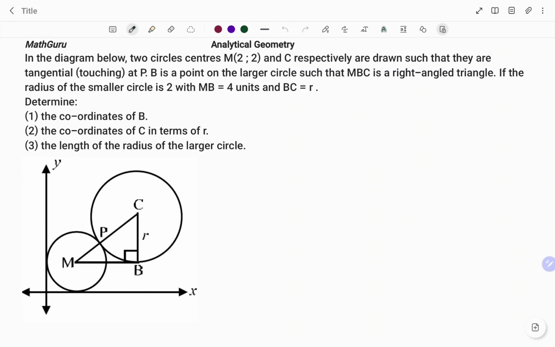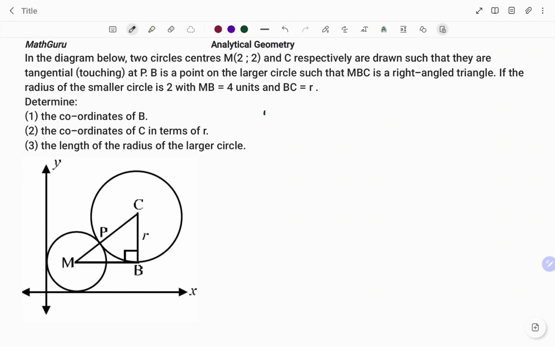In the diagram below, two circles, with centers M (2, 2) and C respectively, are drawn so that they are tangential, touching at P. B is a point on the larger circle such that MBC is a right-angled triangle. If the radius of the smaller circle is 2, with MB equals 4 units and BC equals R, we are to determine: 1. The coordinates of B, 2. The coordinates of C in terms of R, and 3. The length of the radius of the larger circle.